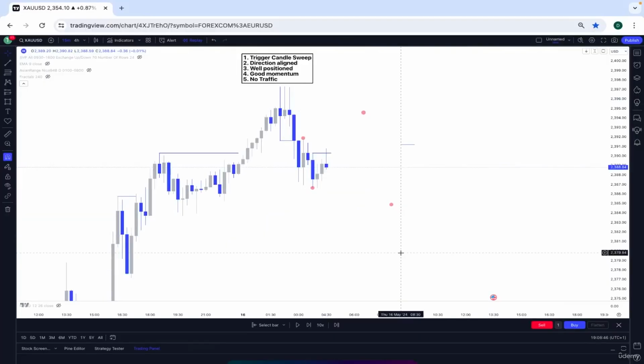Hello, welcome to the video. We're just going to be building on from the previous markups that we've done, where we identified our trigger candle sweeps and also direction. And we're going to be marking up our supply and demand zones in and around the trigger candle. Now remember, I just want to reiterate that we don't always need to mark up our supply and demand zones. It's only when we're not entirely sure who is in control of price, or we're not sure if price is trending upwards or downwards.